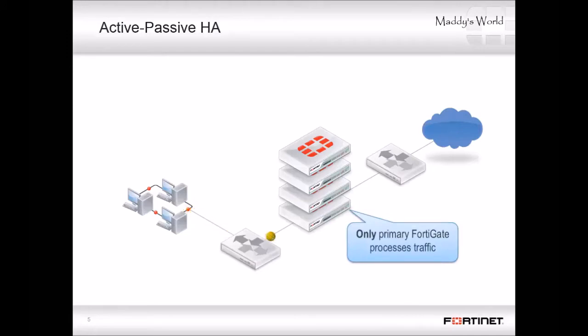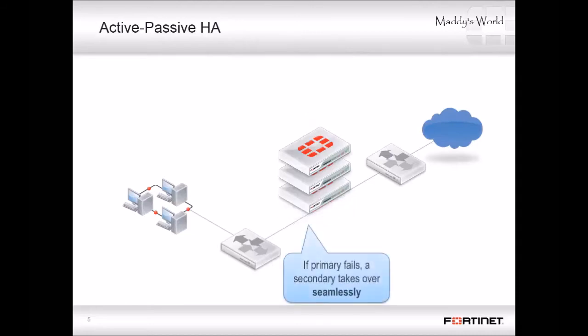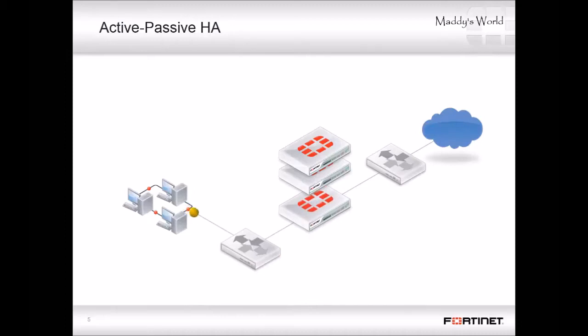What makes this active-passive, not active-active? The primary is the only FortiGate that actively processes traffic. Standby synchronizes with the primary's configuration, routing, and session tables to remain ready for active duty. But until the primary fails, they are otherwise passive. Traffic does not go through passive FortiGates.